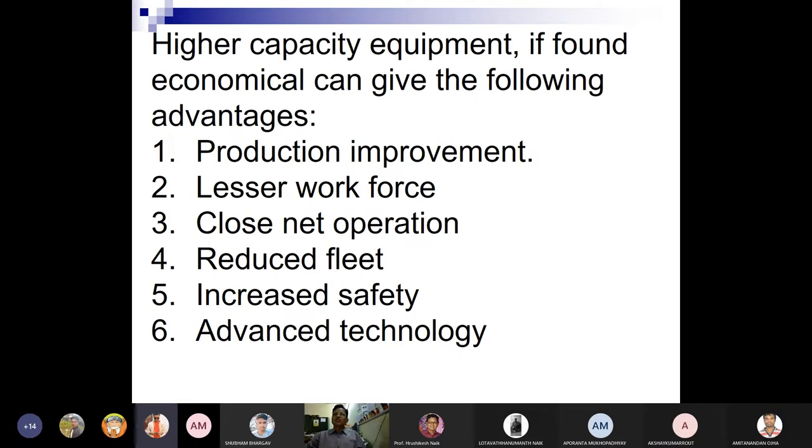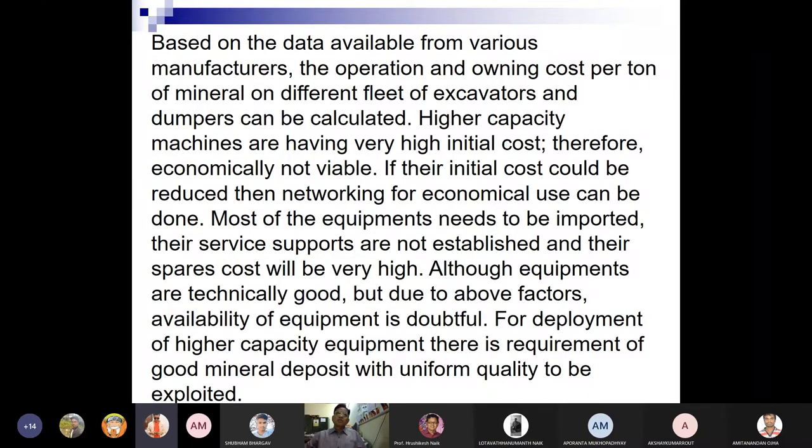Higher capacity equipment, if found economical, can give the following advantages. Production improvement will be there, lesser workforce will be needed, closed net operation can be carried out, reduced fleet size will be there, increased safety features should be there, advanced technology can be adopted in the mines. So based on the data available from various manufacturers, the operation and owning cost per ton of mineral on different fleet of excavators and dumpers can be calculated.